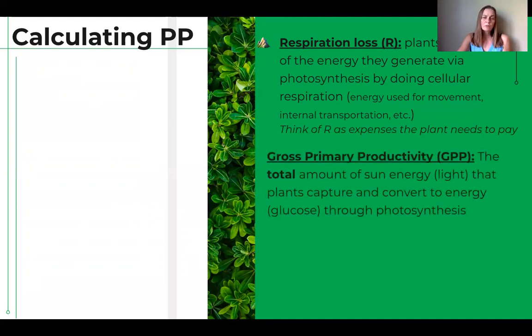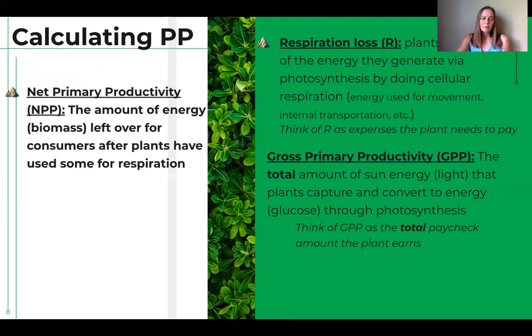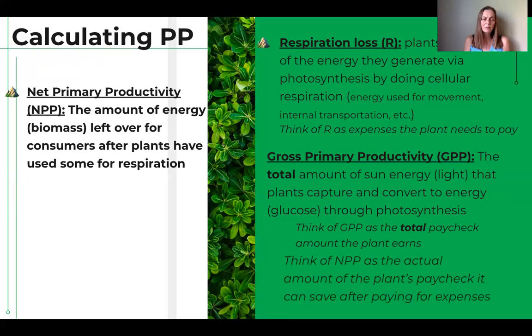So we'll talk about gross primary productivity, and gross primary productivity is the total amount of solar energy that plants capture and convert via photosynthesis to energy or glucose. So this is the total paycheck that the plant earns. Net primary productivity is the amount of energy that's left over for the consumers after the plants have used some of that gross primary productivity for their own purposes. And so we can think of net primary productivity as the actual amount of the plant's paycheck it can save after it pays out those expenses.